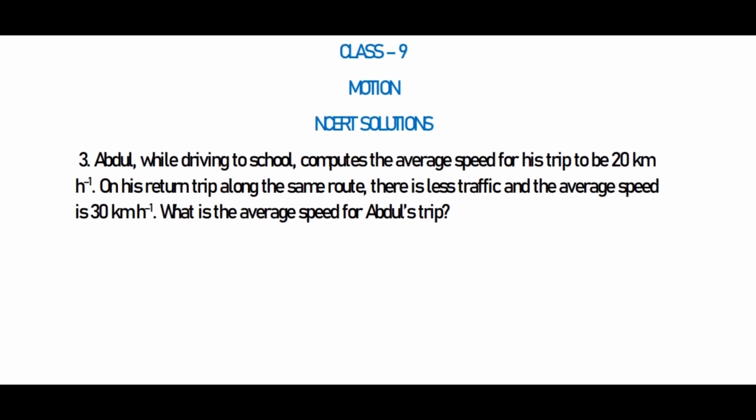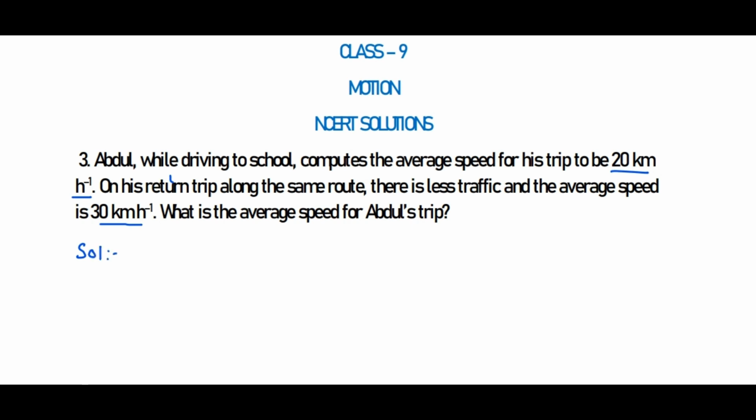Coming to question number 3. Abdul, while driving to school, computes the average speed for a trip to be 20 km per hour. On his return trip along the same route, there is less traffic and average speed is 30 km per hour. What is the average speed of Abdul's trip?